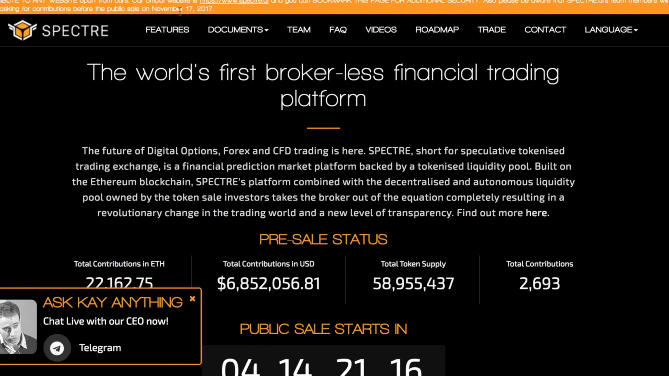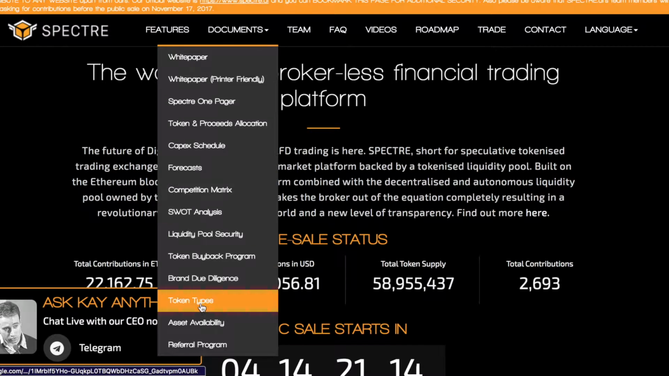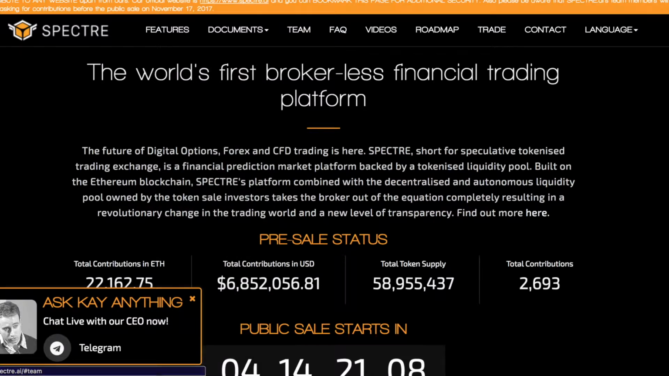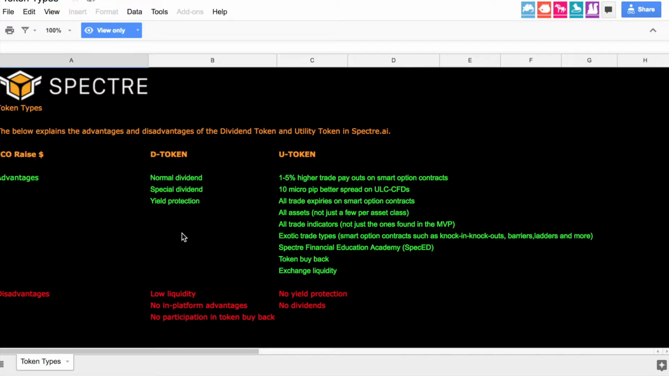So if you go into the Spectre documents, you will have the token types, and you will also have the forecast model, which we will go into in more detail very soon. So token types, yeah, these are the advantages of the D token. You would get certain types of dividend. Disadvantages: low liquidity, meaning it will be listed initially on small exchanges like Ether Delta and HIBTC, but that should not be too big of a concern, because most of the people interested in the D token would be long-term holders who would be interested more in the dividend earning rather than liquidating it on a short-term basis.